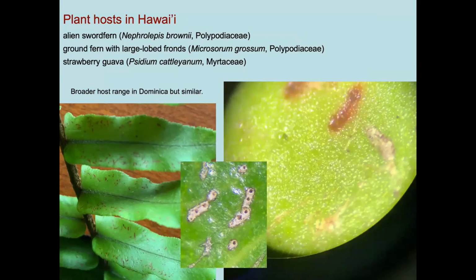These are the ideas of the plant host damage that you can get from these things. This is on a fern here, the alien Soren fern. These are the records in Hawaii. There's basically a similar host range in Dominica, so they'll either go after ferns or they'll go after broadleaf plants as well.